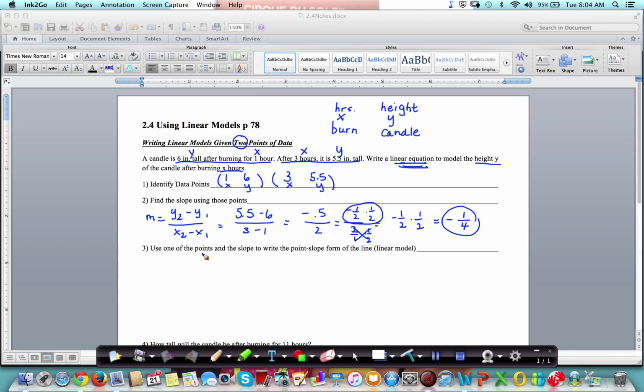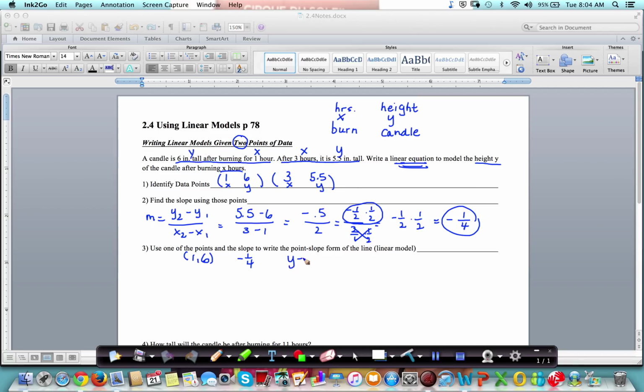Then step 3 says use one of the points. So again, I could use (1, 6), or I could use (3, 5.5). I'm going to use (1, 6) because I like those whole numbers, okay? And the slope, so I just found my slope as negative 1/4. And write the point slope form of the line. So this is our linear model, right?